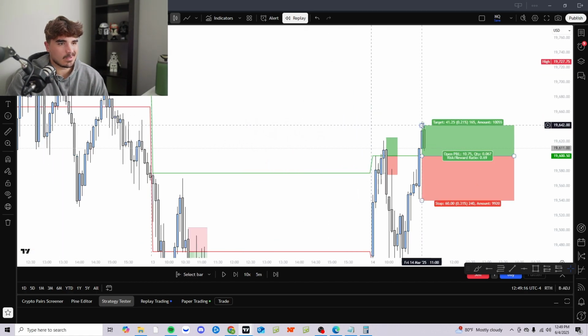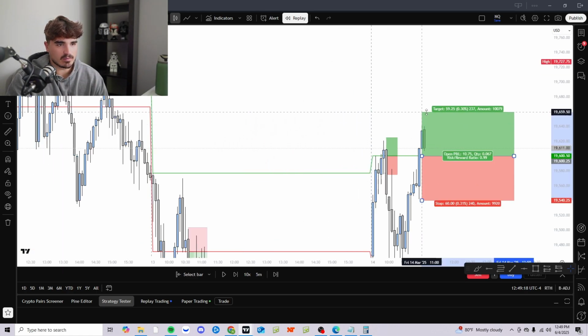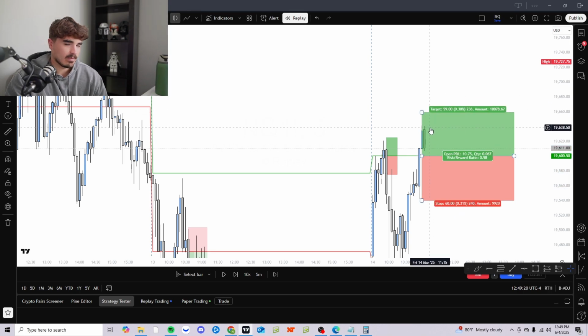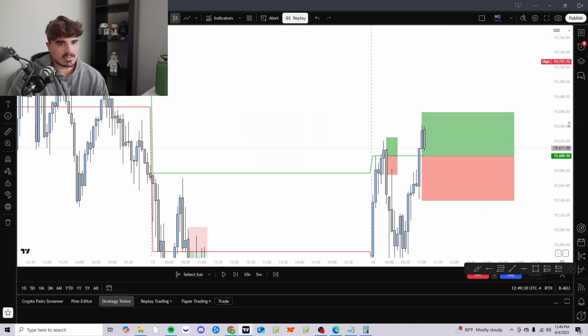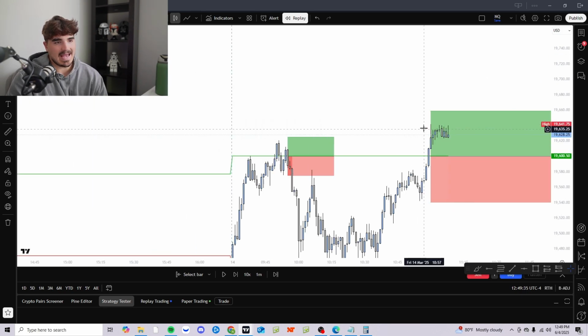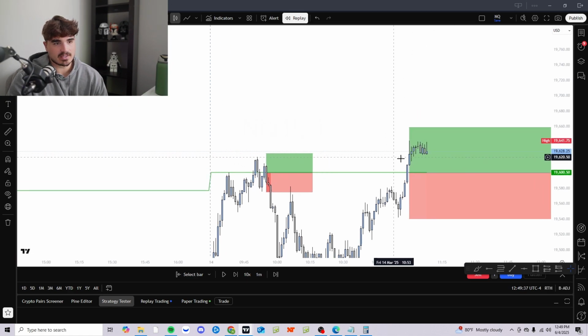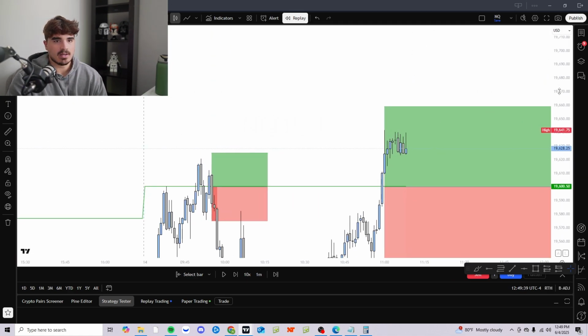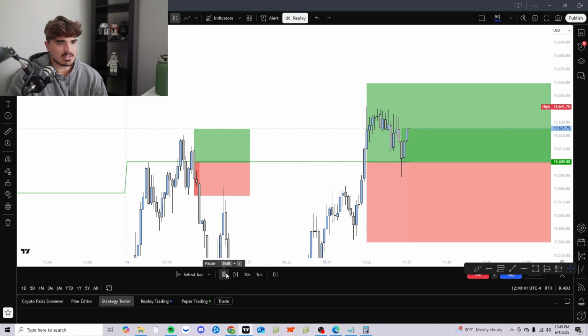I personally will look for my full target to be 1-to-1, but if we get back up to that high, I will scale within under 1-to-1, and then as soon as I scale, my stop loss goes to break even anyways. But ideally, you want to start taking the profit at the point where you reject, because that's obviously where a lot of sellers are. So we'll play this through and see if we get the move.